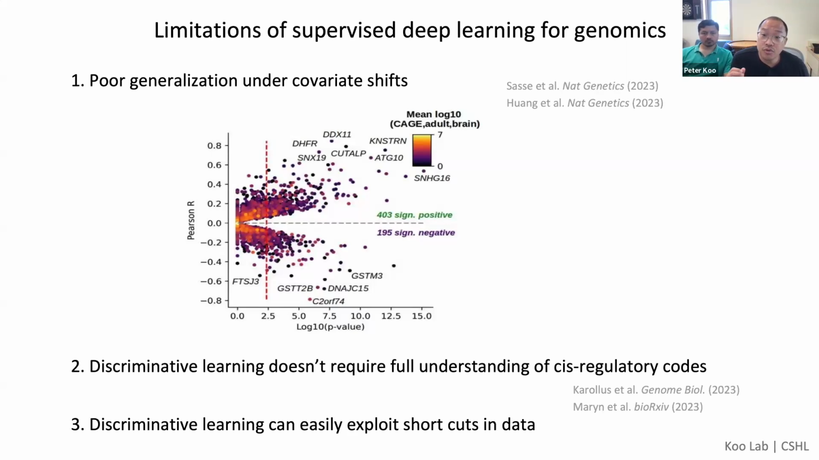And second, discriminative learning doesn't require a full understanding of the cis-regulatory codes. It can learn just what it needs to make the right predictions. So it may miss the full spectrum of patterns simply because it's focused on the prediction task rather than learning the joint data distribution. And third, these discriminative models are known to easily exploit shortcuts in the data. And in genomics, we have lots of shortcuts that we don't even understand fully.